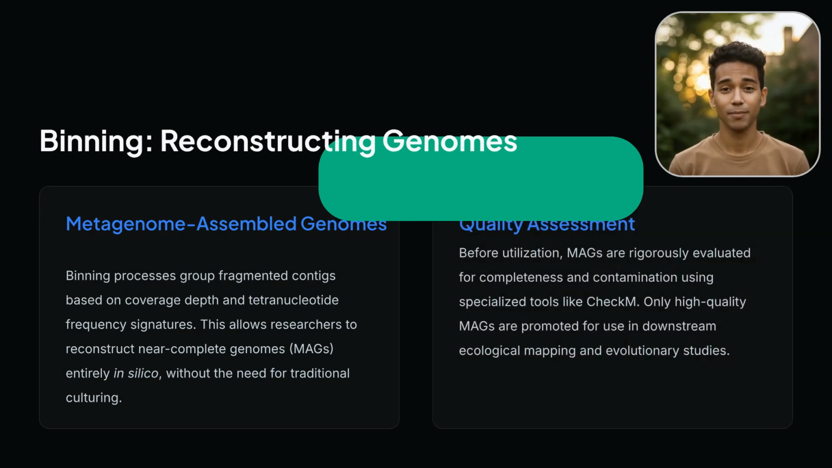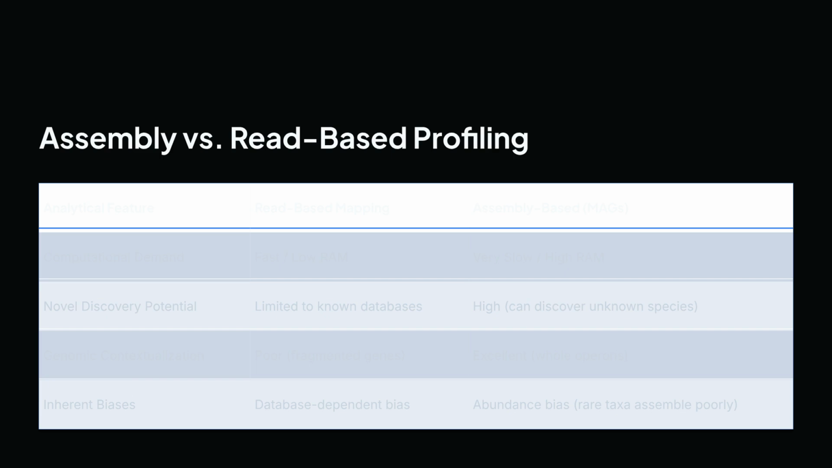These MAGs are rigorously assessed for completeness and contamination before being used for ecological and evolutionary studies. Assembly-based profiling, which generates MAGs, allows for the discovery of novel species and offers excellent genomic contextualization. However, it requires significantly higher computational power than read-based methods.